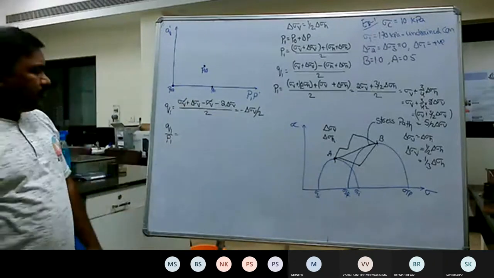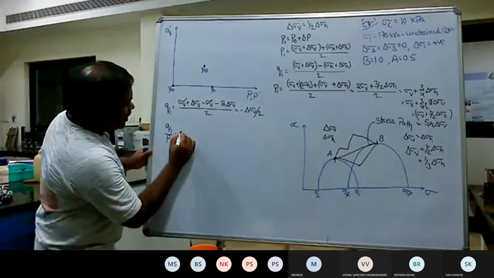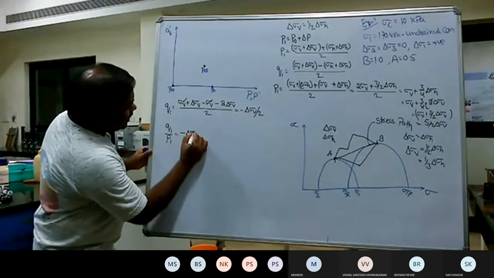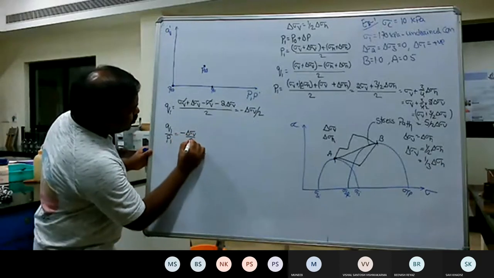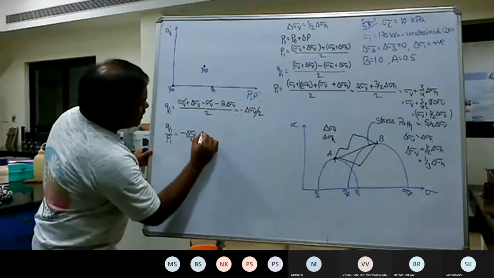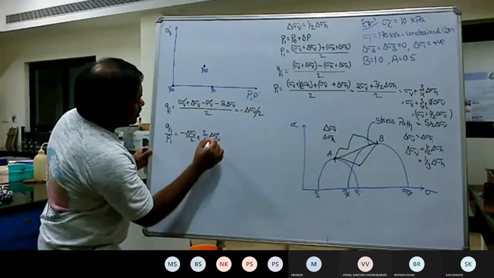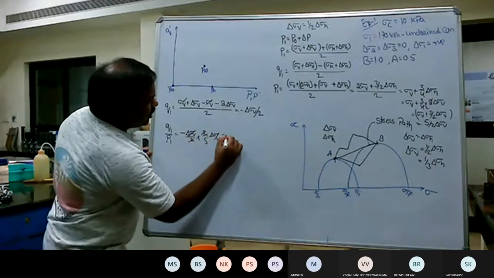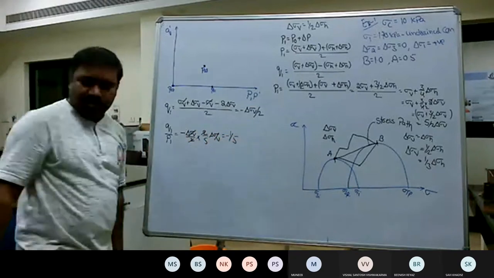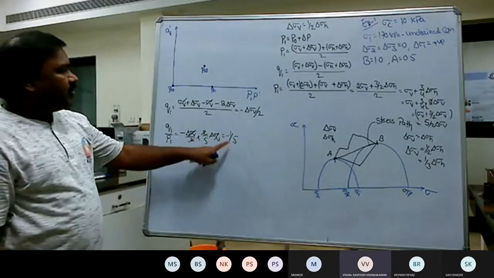Now, suppose here one value is positive, another value is negative. Just to avoid the confusion, you take the ratio. That is minus delta sigma v by 2 divided by P, which is 5 by 2 into delta sigma v. So this will cancel out, and you will get the slope of minus 1 fifth.